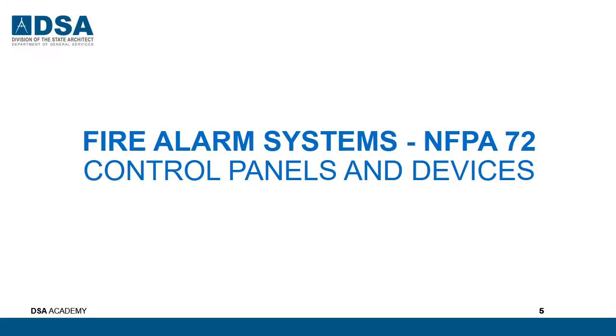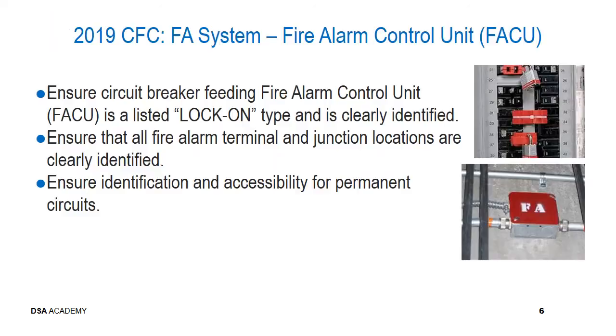Fire alarm systems, NFPA 72. Control panels and devices. Project inspectors should ensure that the circuit breaker feeding the fire alarm control unit is protected by a listed lock-on type and is clearly identified. Ensure that all fire alarm terminal and junction boxes are clearly identified as being an element of the fire alarm system, and ensure the identification and accessibility of the permanent circuits. The lock-on devices used for the panel must be listed and breakable.